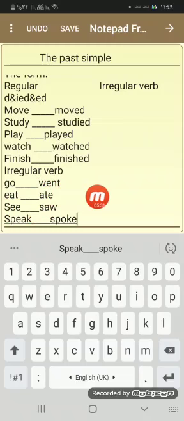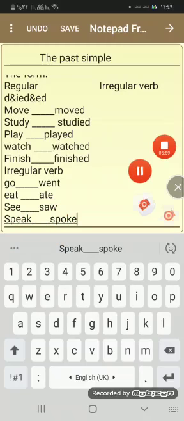But I have a question now. How can you know the difference between regular and irregular verb? You should keep them. We don't have a rule for this. Move, moved; study, studied. You should keep them as you see them. Go, change it into went. Eat, change it into ate. See, saw. Speak, spoke. Okay, shabab? Okay, now?